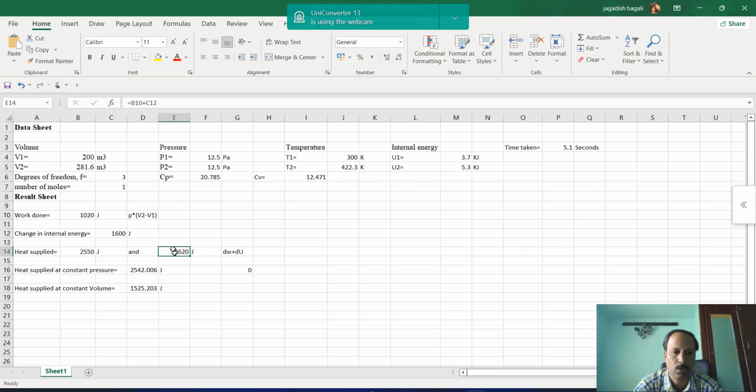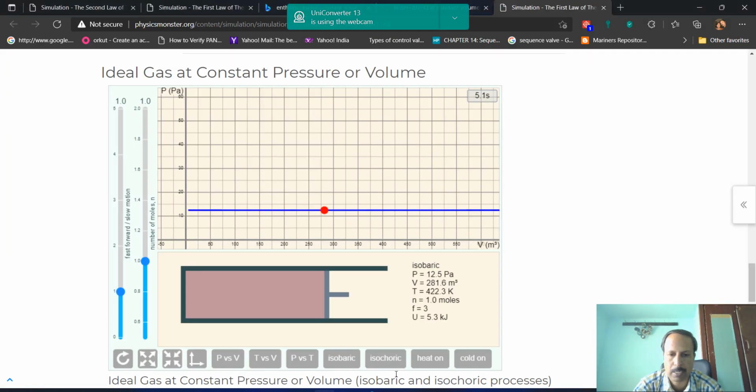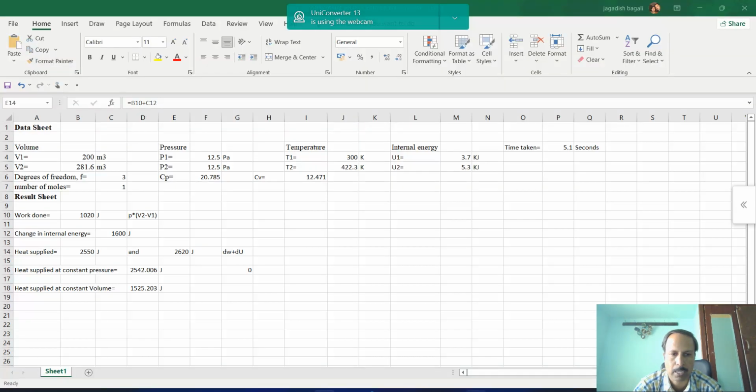We also know that heat supplied must be equal to the work done plus the change in internal energy. Change in internal energy is 1600 joules, and the U2 value is 5.3, initially it was 3.7. The work done is 1020 joules. As per the first law of thermodynamics, total heat supplied will be equal to work done plus the change in internal energy. If you add these two things, you will get 2620 joules, which is approximately equal to 2550 joules.